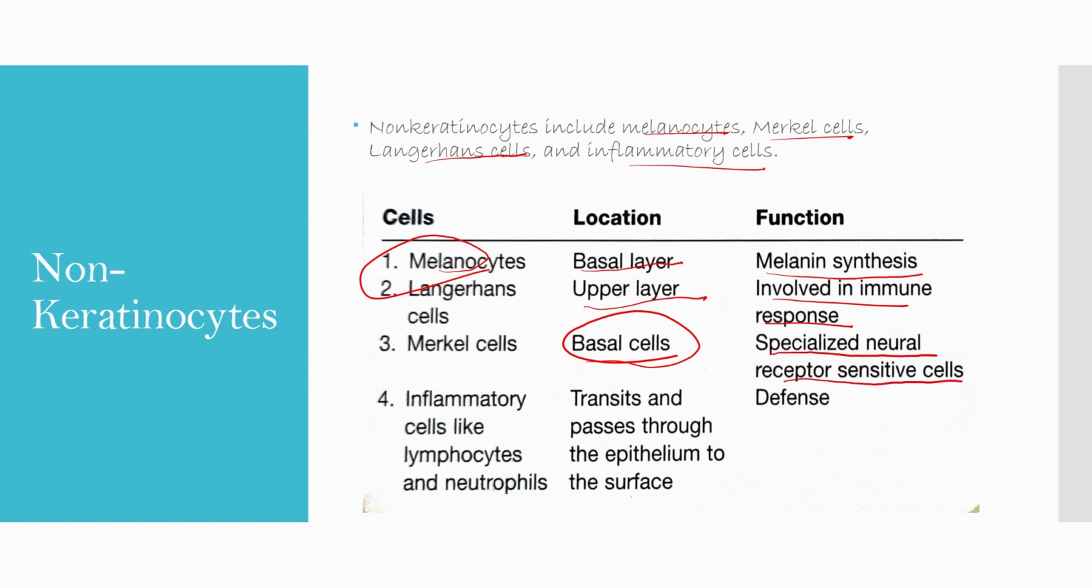These detect the sensitivity and the infiltration of foreign particles or foreign toxins and call the Langerhans cells to attack them. Inflammatory cells like lymphocytes and neutrophils, these WBC type cells, transit and pass through the epithelium to the surface. So these move from the uppermost layer to the basement membrane or the lowermost layer. These have a defense mechanism.